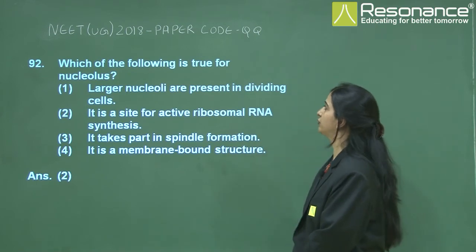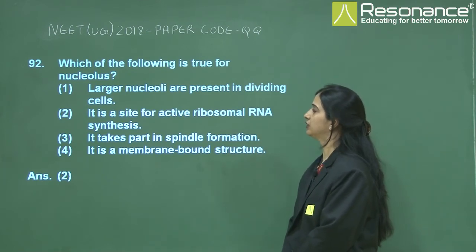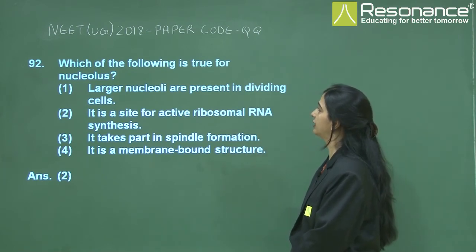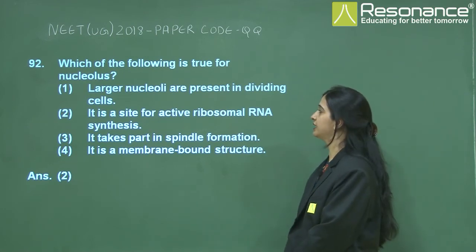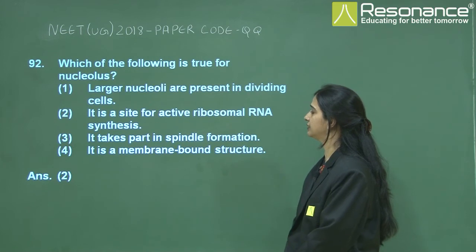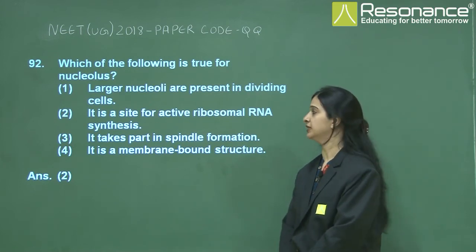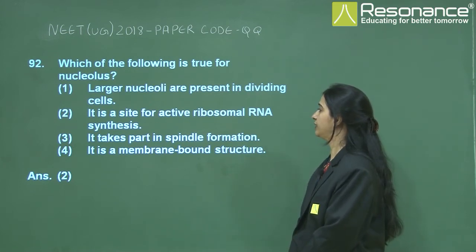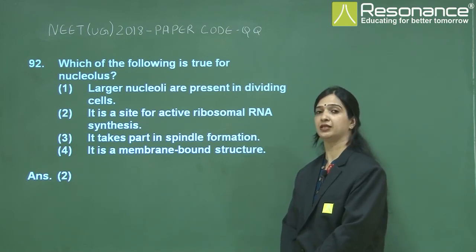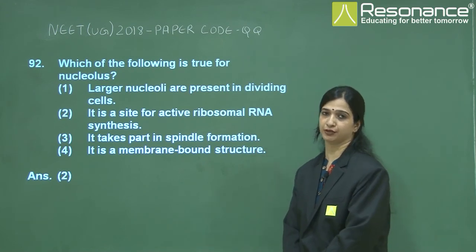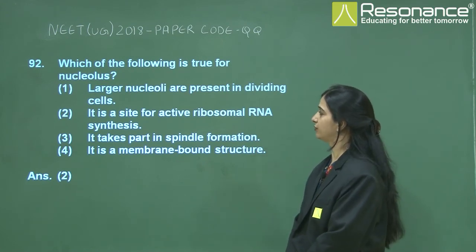Question 92. Which of the following is true for nucleolus? Option first, large nucleoli are present in dividing cells. Option second, it is a site for active ribosomal RNA synthesis. Option third, it takes part in the spindle formation. And option fourth, it is a membrane bound structure. It is a direct question based on the function of the nucleoli if we talk about. So the correct option will be second.